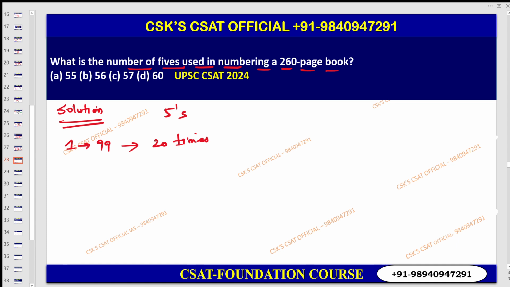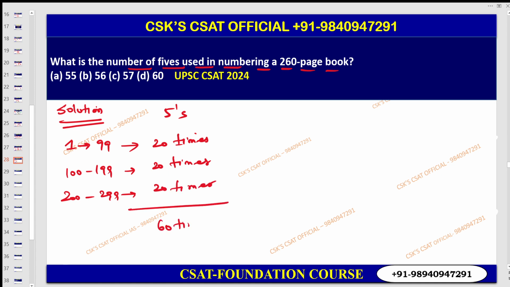Don't waste your time in the examination. 100 to 199 is 20 times. Listen, 200 to 299 is 20 times. So totally here 60 times. But I need up to only 260, so therefore I have to subtract. How many? I don't want 265, I don't want 275, I don't want 285, I don't want 295. So therefore 4 such numbers are there. Subtract, so therefore 56 times.